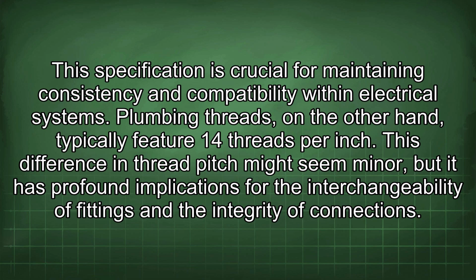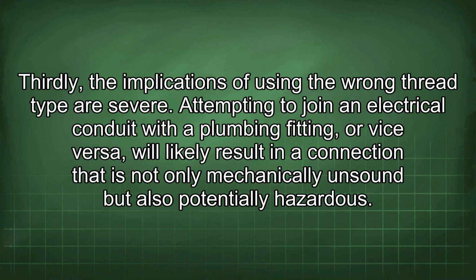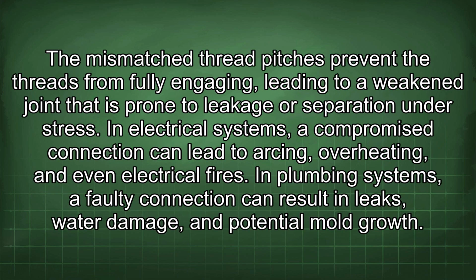This difference in thread pitch might seem minor, but it has profound implications for the interchangeability of fittings and the integrity of connections. Thirdly, the implications of using the wrong thread type are severe. Attempting to join an electrical conduit with a plumbing fitting or vice versa will likely result in a connection that is not only mechanically unsound but also potentially hazardous. The mismatched thread pitches prevent the threads from fully engaging, leading to a weakened joint that is prone to leakage or separation under stress. In electrical systems, a compromised connection can lead to arcing, overheating, and even electrical fires. In plumbing systems, a faulty connection can result in leaks, water damage, and potential mold growth.